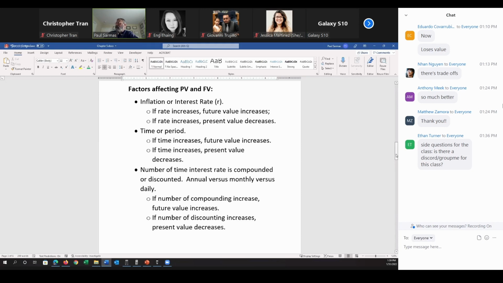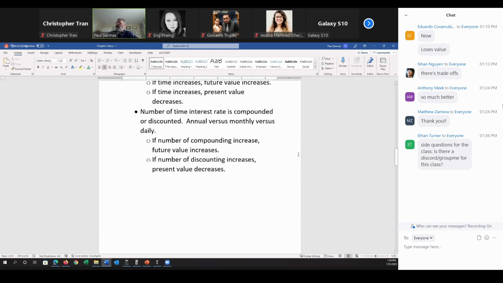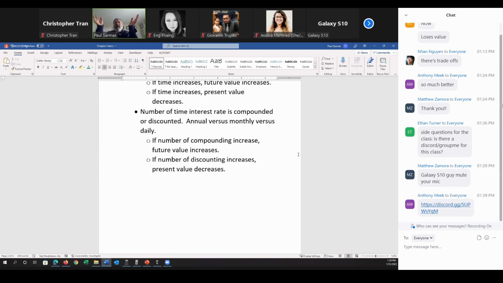So we talked about interest rate. We talked about time period. Let's talk about the number of times interest is compounded. Interest can be compounded, paid or charged once a year, and for chapter 5, all examples will be based upon that assumption. Chapter 6, we will change that assumption. But interest can be paid twice a year, we call it semi-annual, four times a year, quarterly, or daily, or monthly.